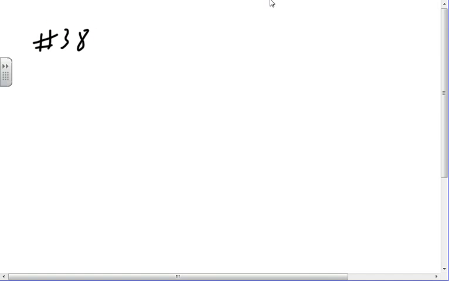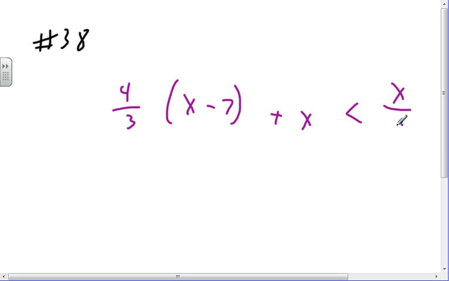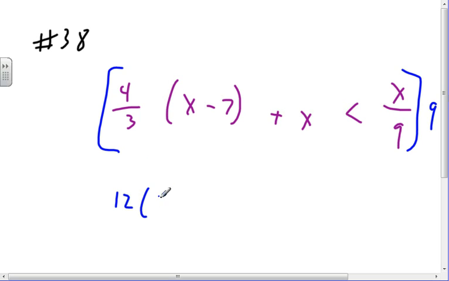Number 38. Front row. No requirement that the front row have any front. 4 over 3 x minus 7 plus x is less than x divided by 9. Okay, why don't we multiply everything by 9? So you multiply everything by 9. 12x minus 7 plus 9x is less than x.